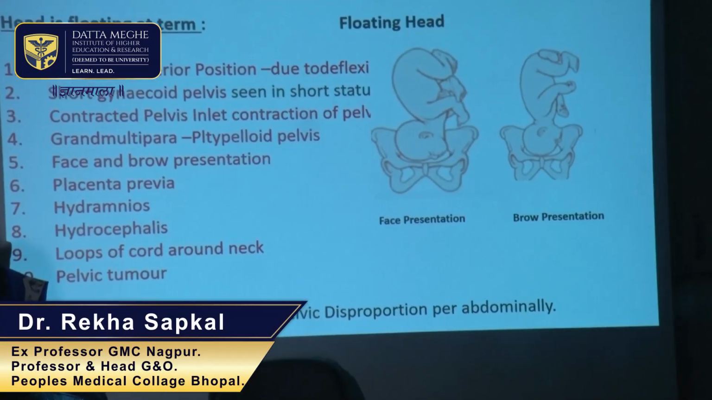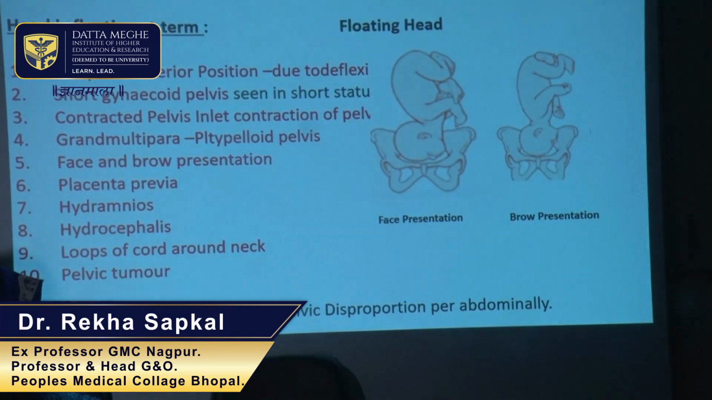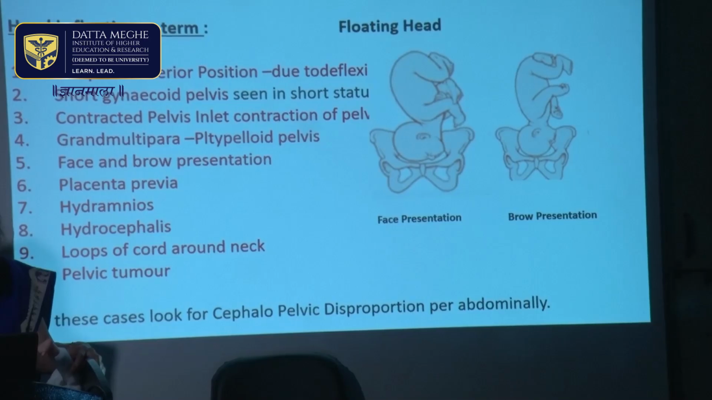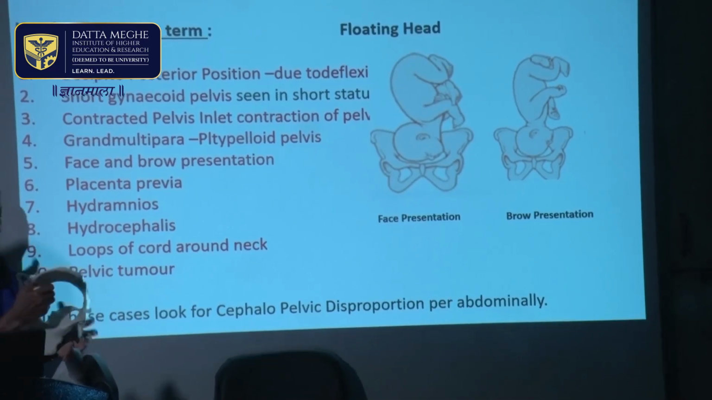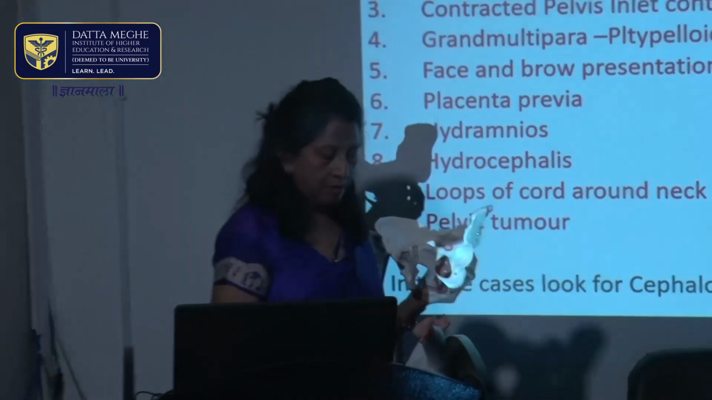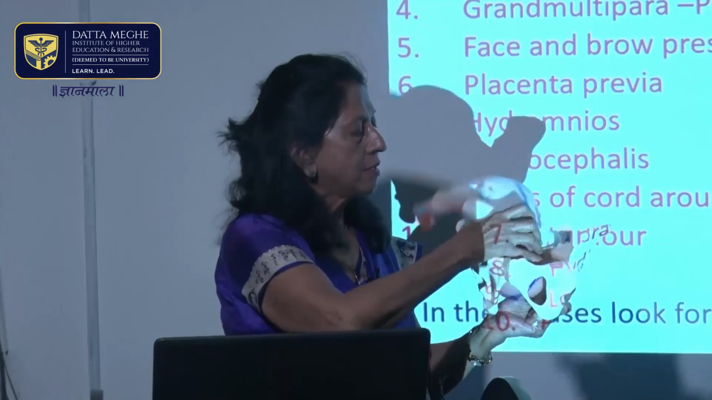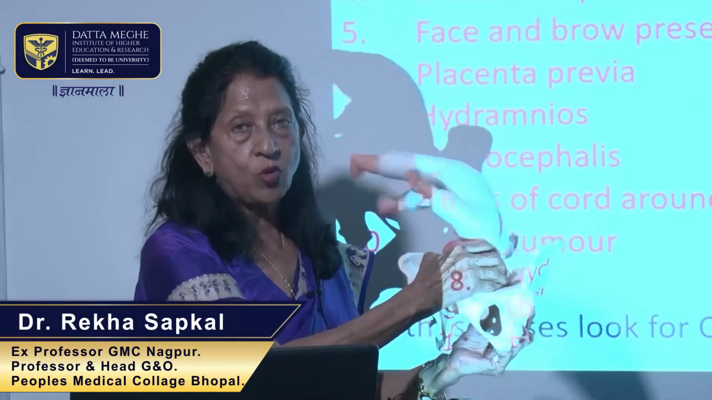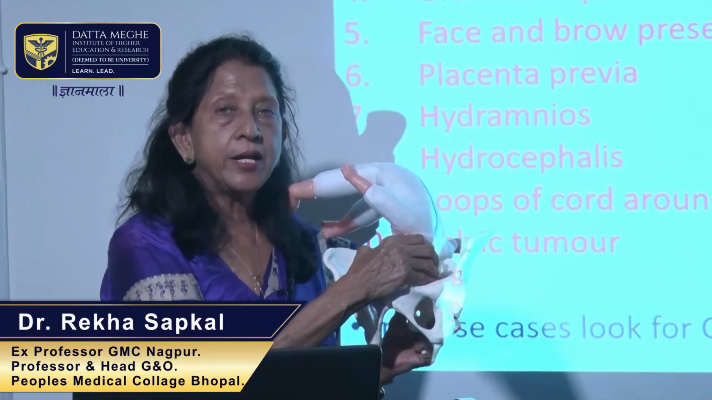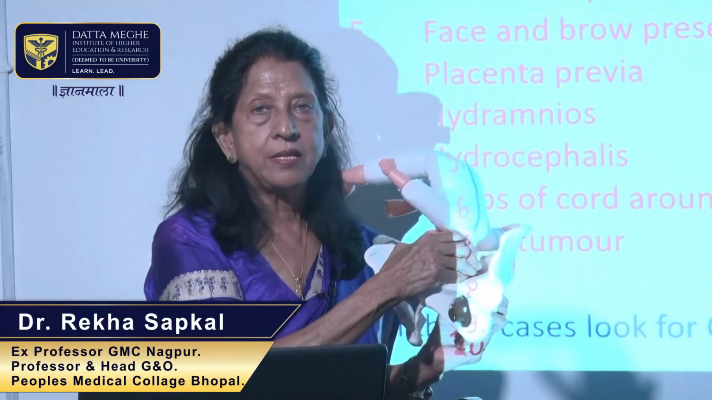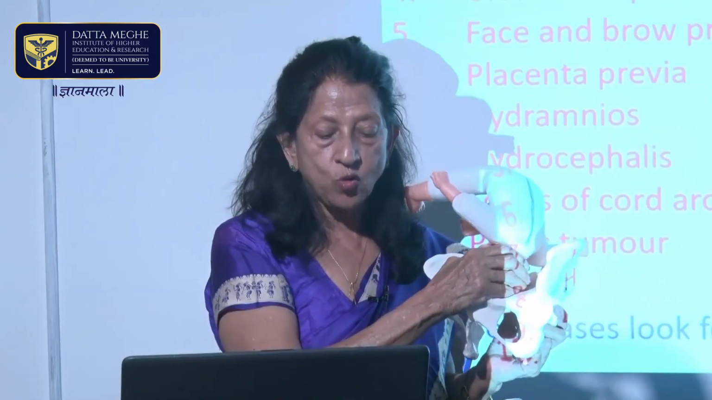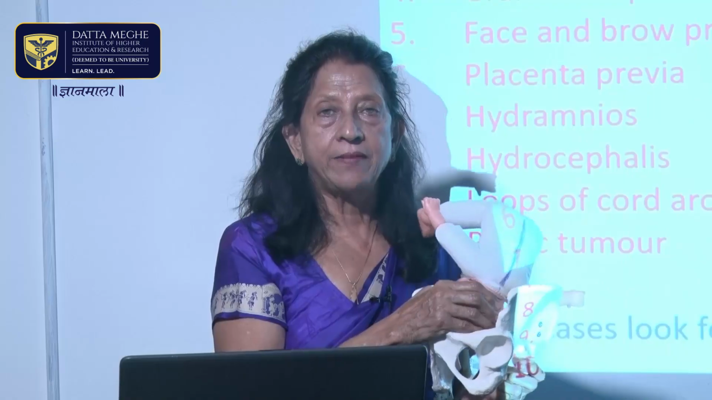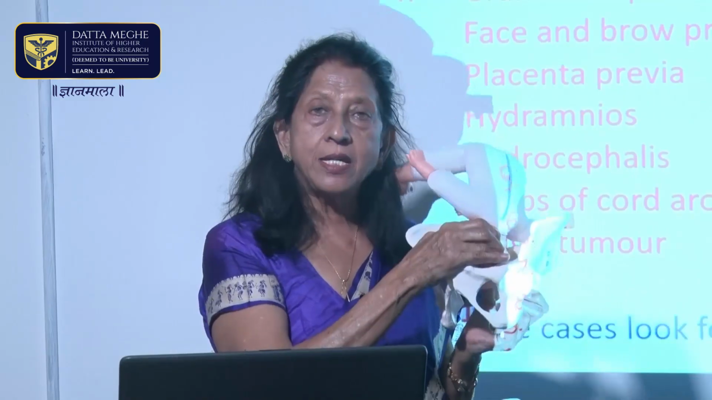Normally, the head is engaged or fixed also in primigravida, but somehow on clinical examination the head is free floating like this. On second pelvic grip examination, the head is free floating like this. Then I try to identify what is the reason for this floating head. There are usually 10 causes for floating head in primigravida at term. They are very easy to remember.